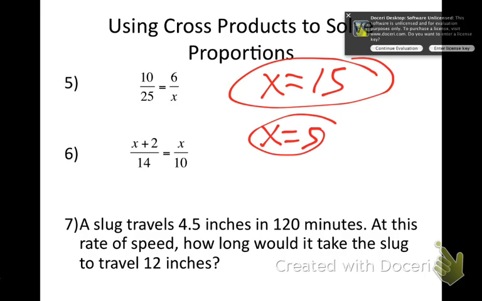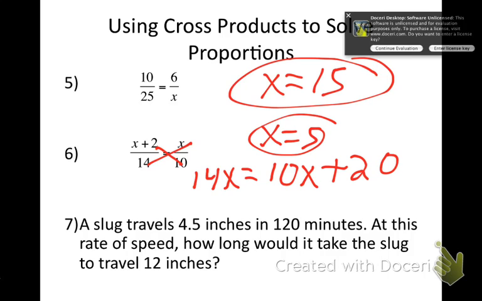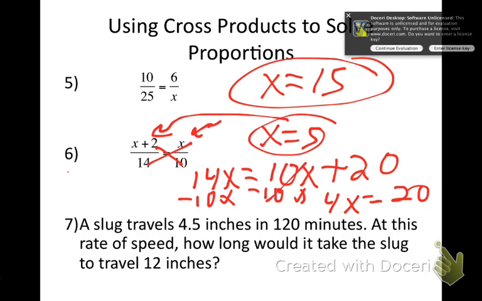Now, when I set it up here, I did cross products, giving me 14x equals 10x plus 20. Taking that 10x plus 20. Oh, that's probably where you got your half. You didn't take the 10 times the 2, did you? Take the 10 times both of them. Okay, now I subtract 10x, giving me 4x equals 20. Divide by 4, and I get x equals 5. When I plug that in, it gives me 7/14 equals 5/10, which they're both a half. That makes sense now, as I check it out.